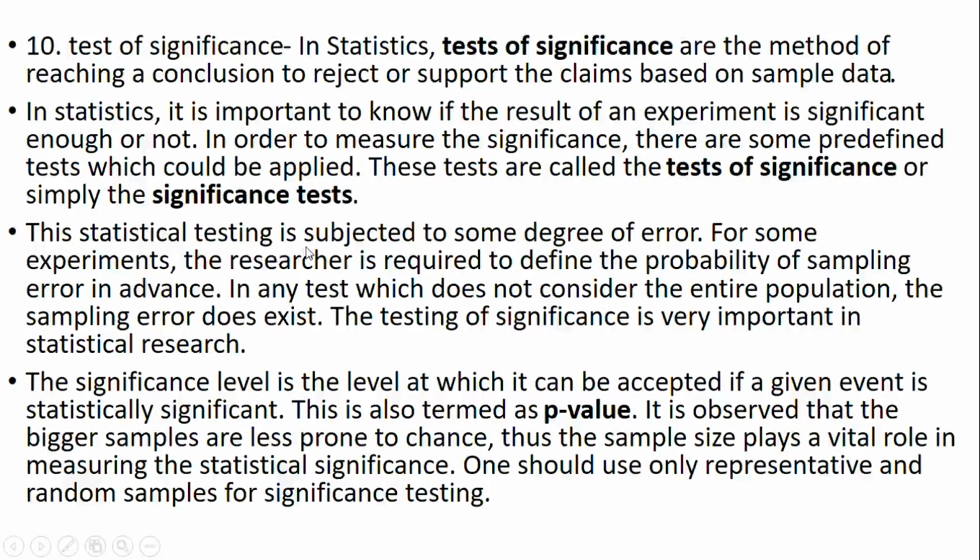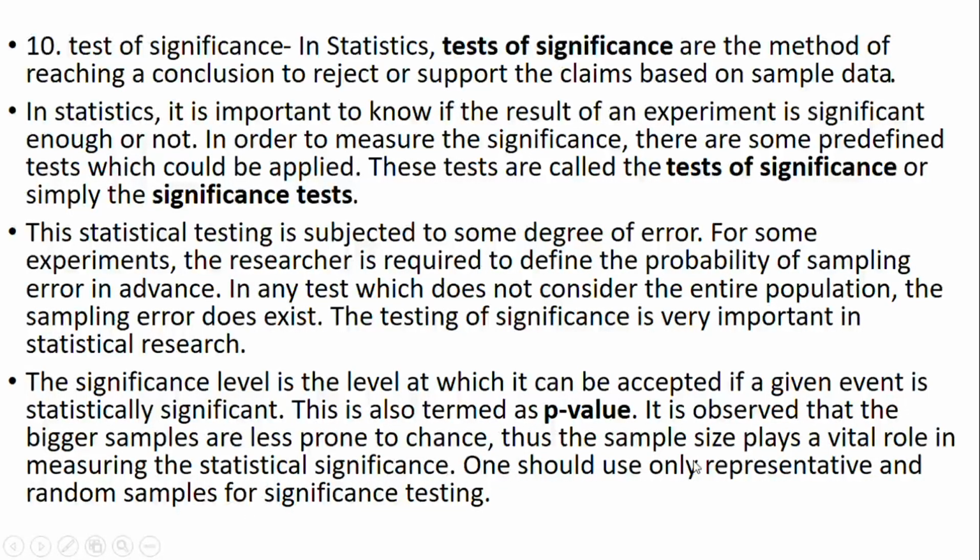Statistical testing is subject to some degree of error. For some experiments, the researcher is required to define the probability of sampling error in advance. In any test which does not consider the entire population, sampling error does exist. Testing significance is very important in statistical research. The significance level is the level at which it can be accepted that a given event is statistically significant. It is termed the p-value. It is observed that the bigger the sample, the less prone it is to chance, and the sample size plays a vital role in measuring the statistical significance.